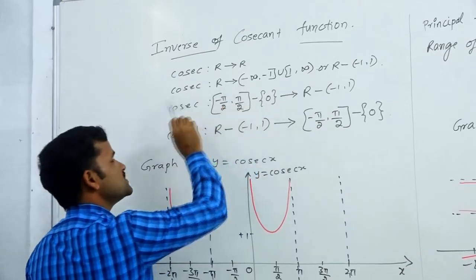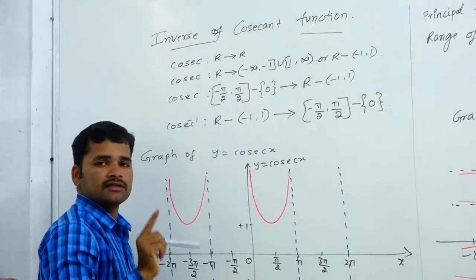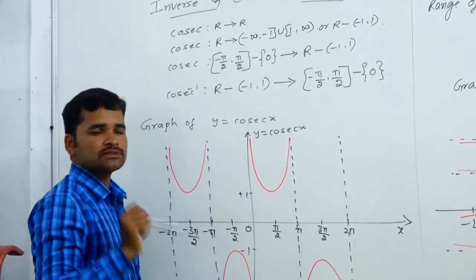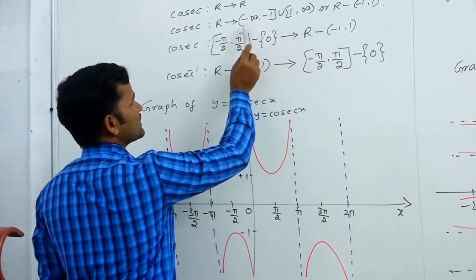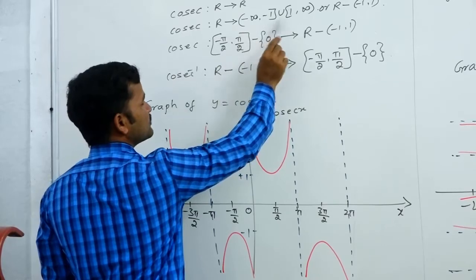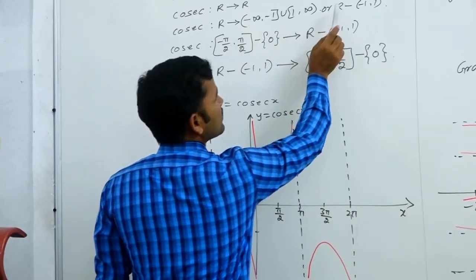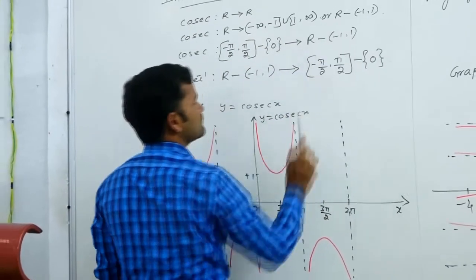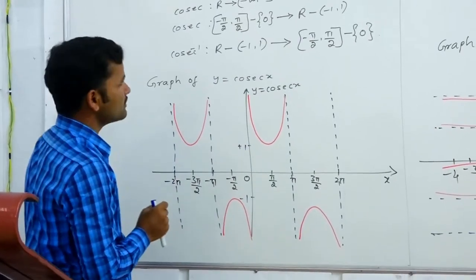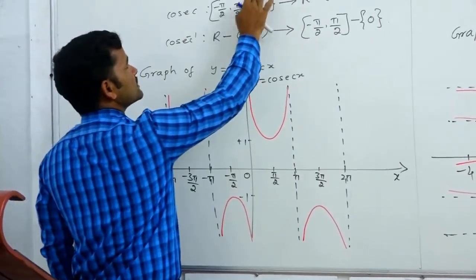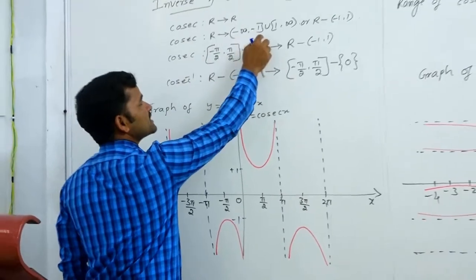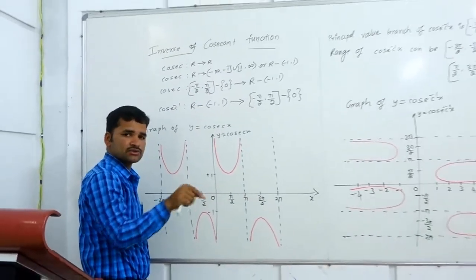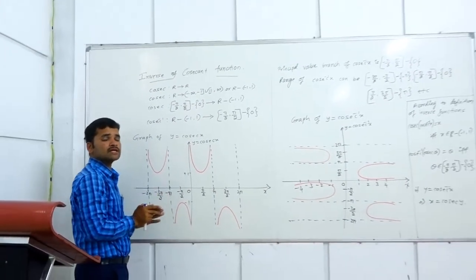The range of cosecant is all the real values except minus 1 to plus 1. This can be written as minus infinity to minus 1 union 1 to infinity, or we are writing all the real values except the open interval minus 1 to plus 1. The codomain of cosecant I am considering as its range. Range is equal to codomain, so the given function becomes onto.